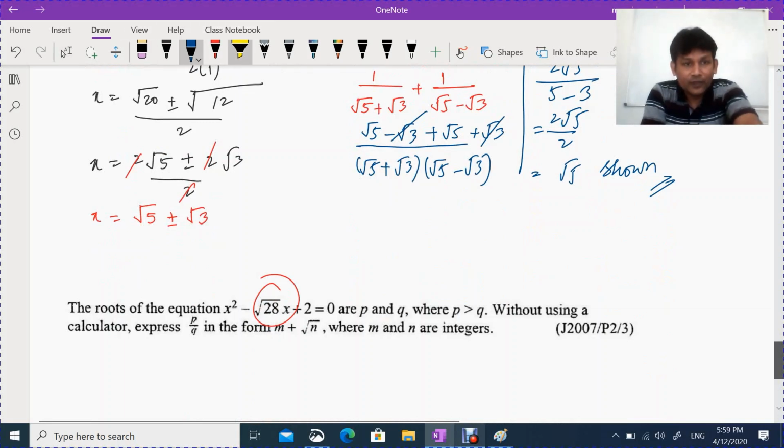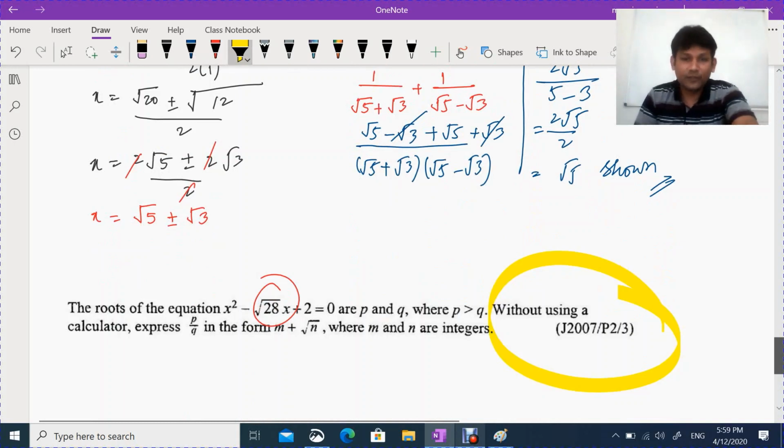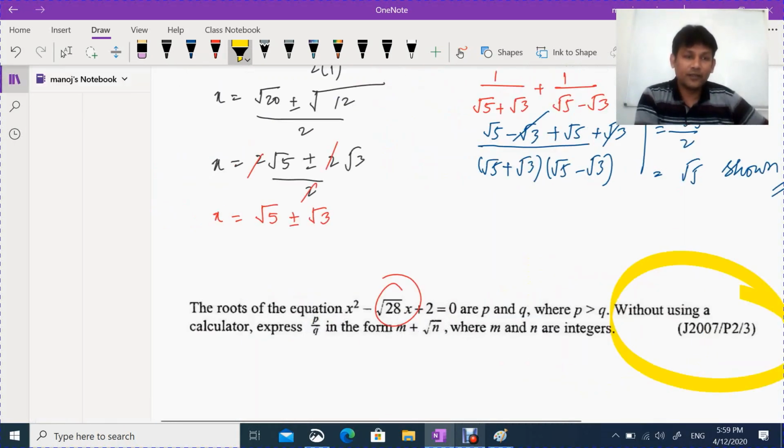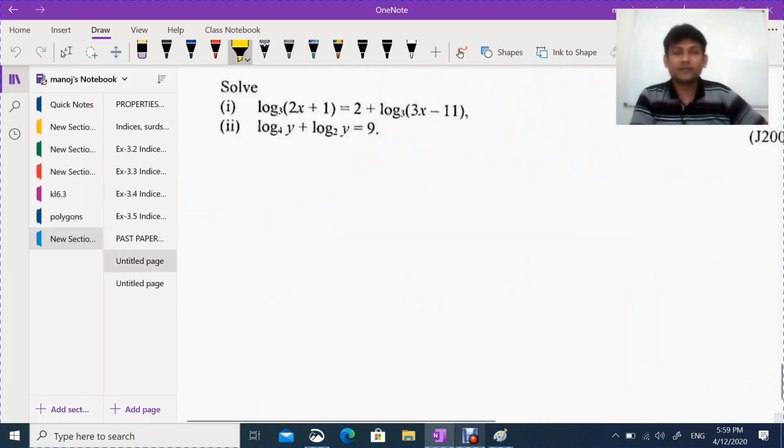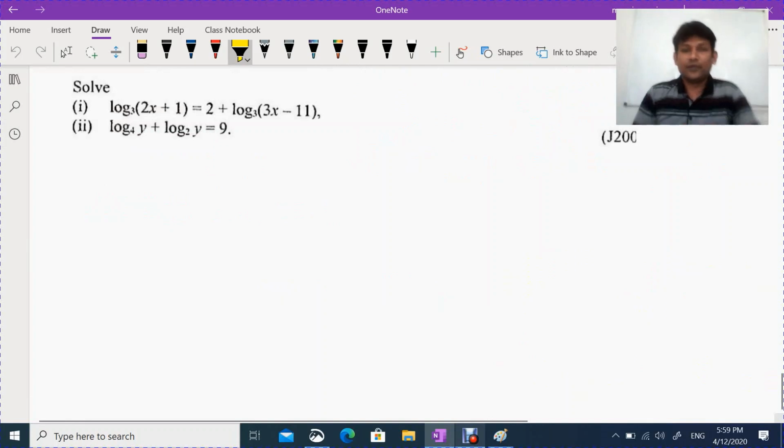I just want to show you this June 7 paper 2 question number 3. Please do it. And I am moving to the next category of the same topic.